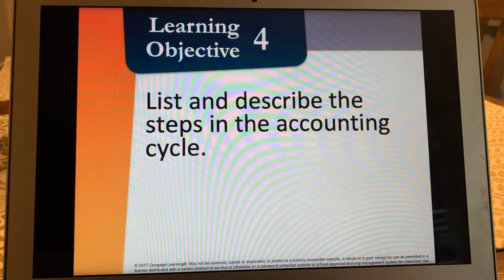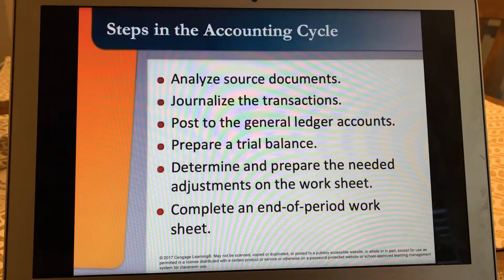Objective 4, list and describe the steps in the accounting cycle. So analyze source documents, journalize the transactions, post to the ledger, the general ledger accounts, prepare a trial balance, determine and prepare the needed adjustments on the worksheet, complete an end of period worksheet. Those are the steps. Keep in mind, what we're talking about on this slide is going to be chapter 1 of Accounting 200. We're going to look at the steps of the accounting cycle.